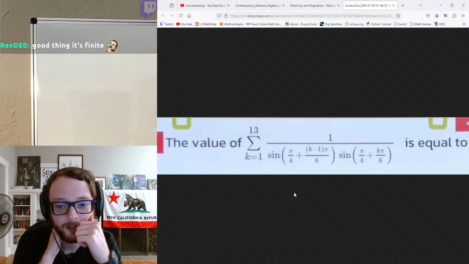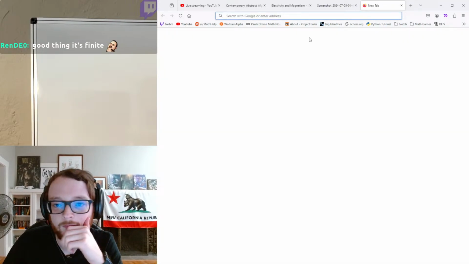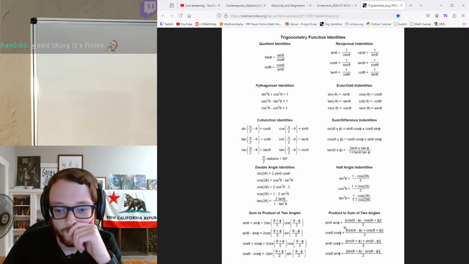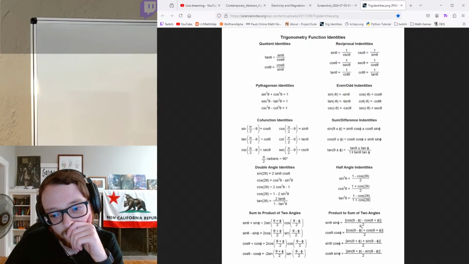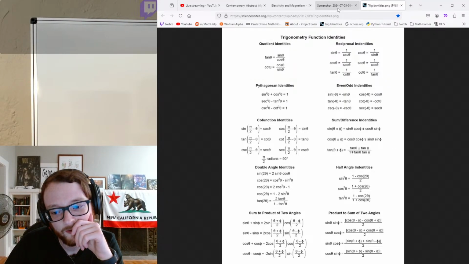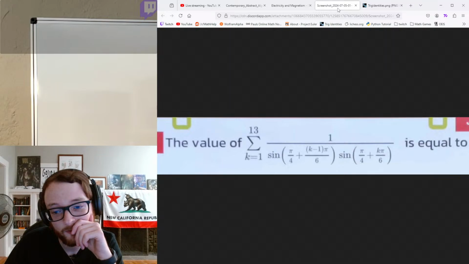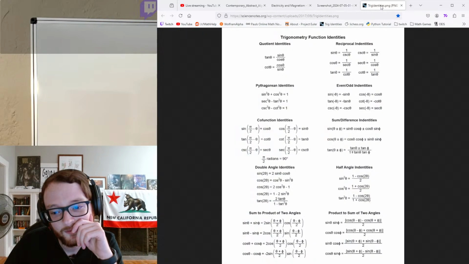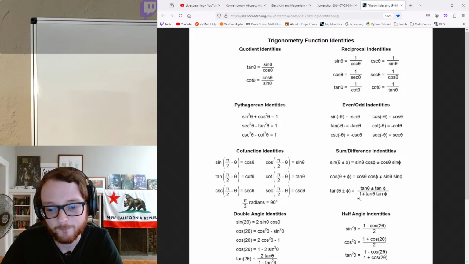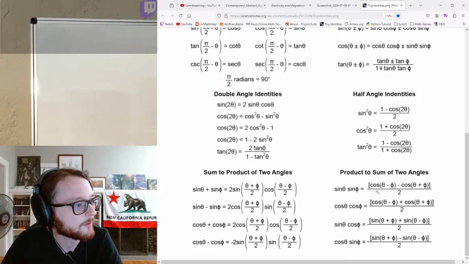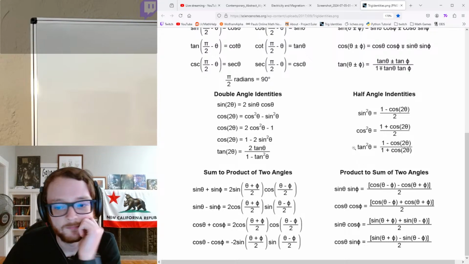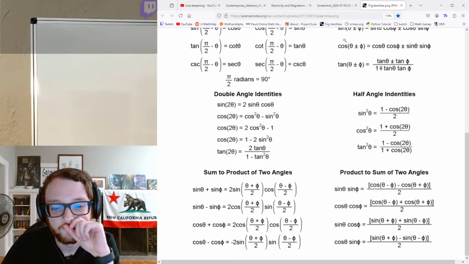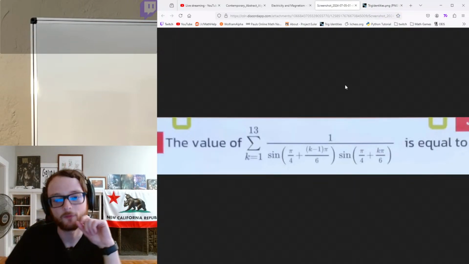So I'm definitely looking for trig identities. Can we do the product to sum? Would that solve all our woes? Not necessarily. Maybe, though. I'm looking at this identity down here. But I wonder if there's a different way that we can do it entirely.